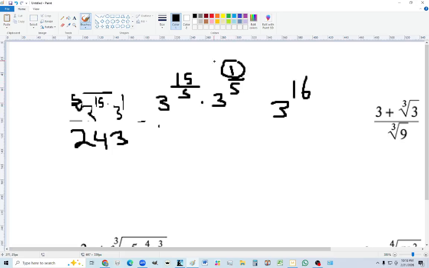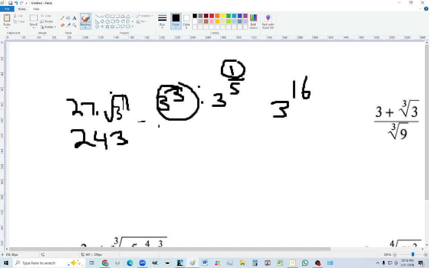This is always the power. This is always the root. This clearly can be simplified to 3. And 3 to the power of 3 is 27. So this becomes 27 times the 5 root of 3.